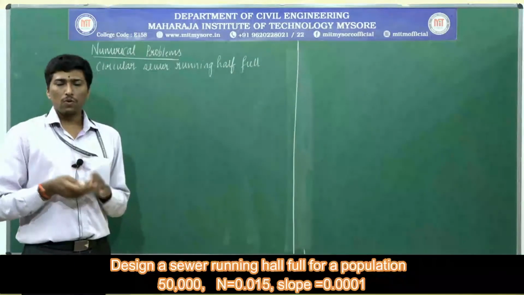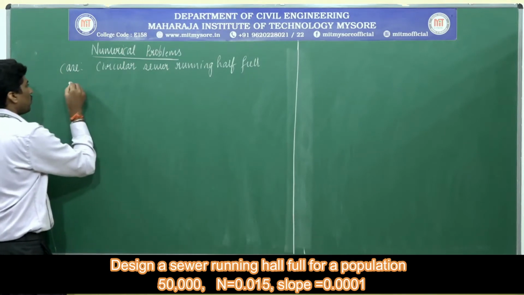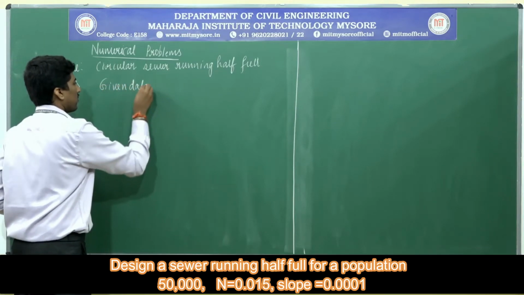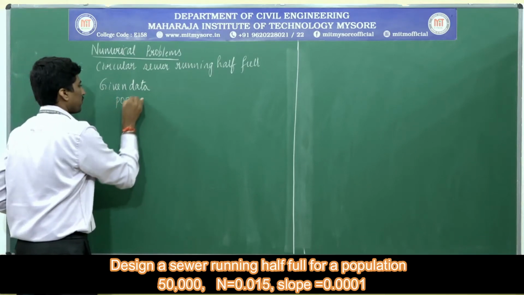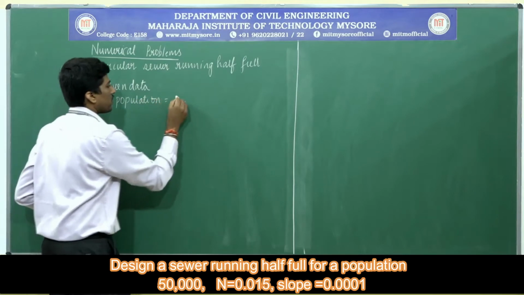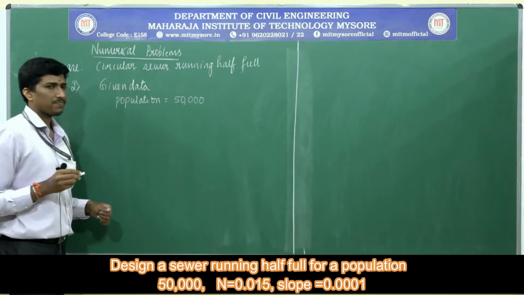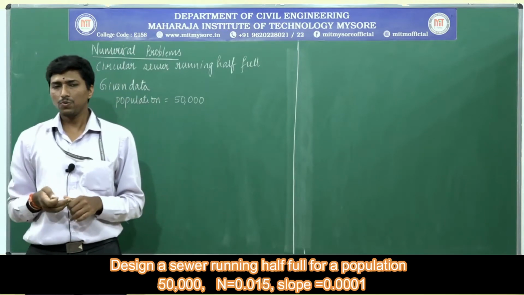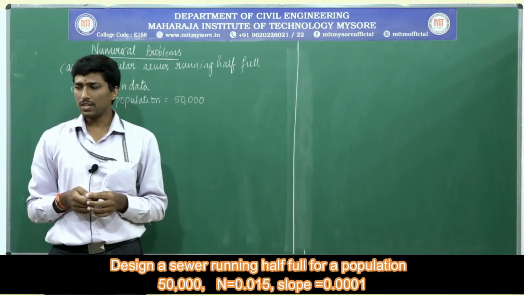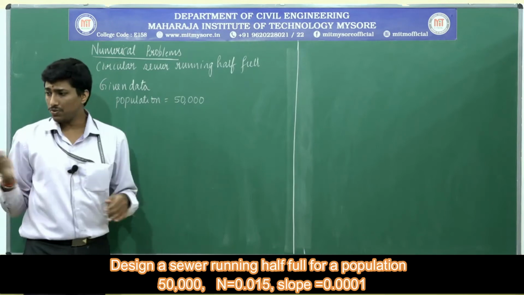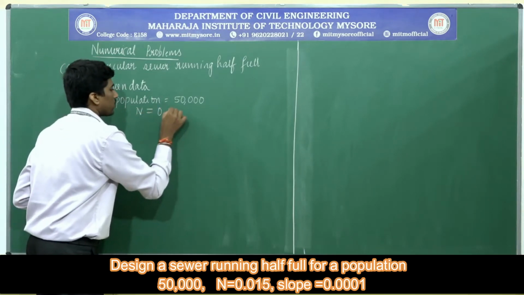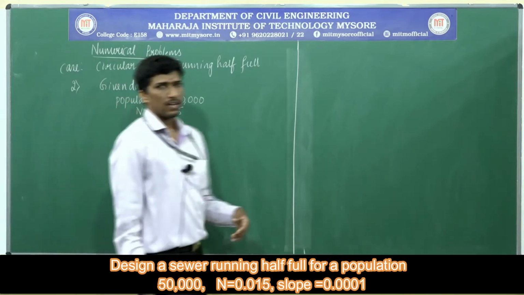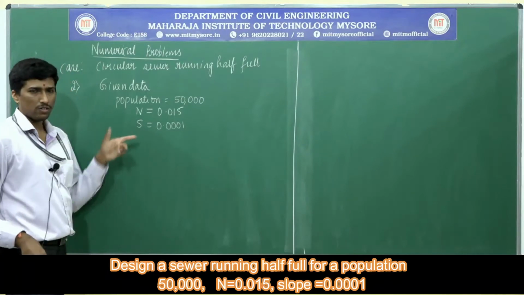Now, when you go for analyzing the problem, first let us get to know what the data is. Problem number 2, given data. First, they have given the population as 50,000. Another important thing is that they have given n is equal to 0.015, the rugosity coefficient, and slope is equal to 0.0001. Observe it in a careful manner.